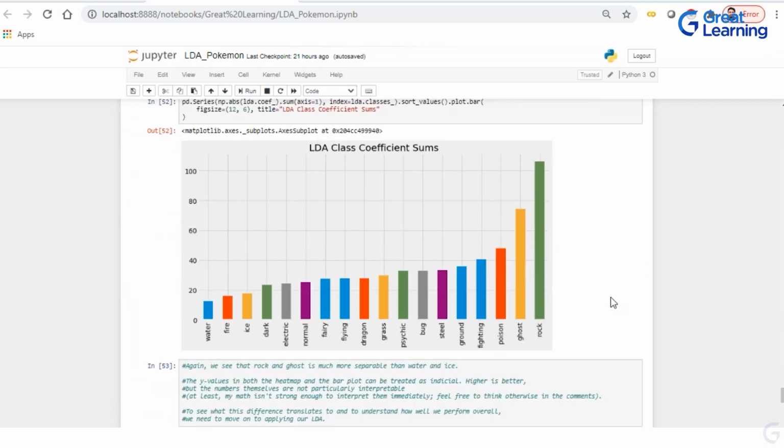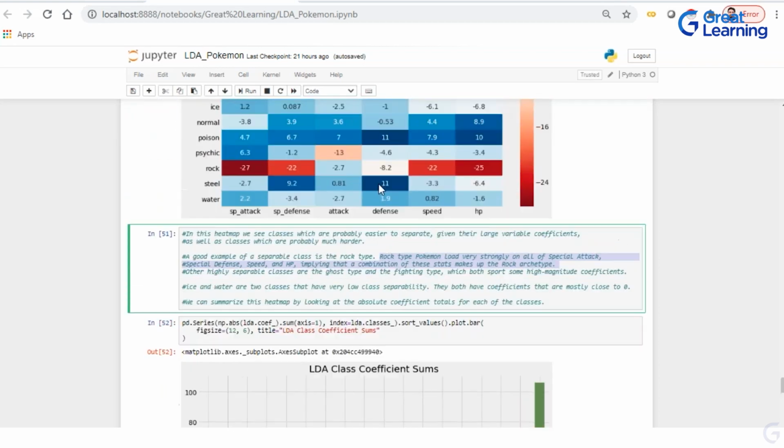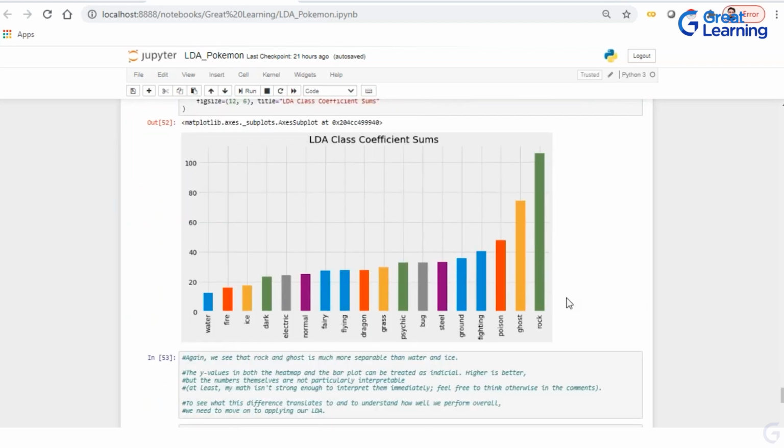Now, the same thing can be done by calculating their coefficient sums. Very simple. Where we found these coefficients, now we are adding them to see how they sum up. So this is more in terms of magnitude. And you can see rock, ghost, poison, fighting. These are pretty much predominant variables, which can be very useful in defining their key characteristics, so to say. These are easily definable characteristics to identify the most predominant features for a particular type of Pokemon, of course.